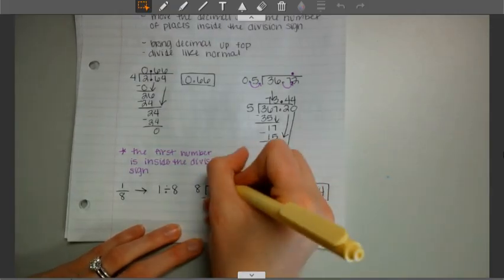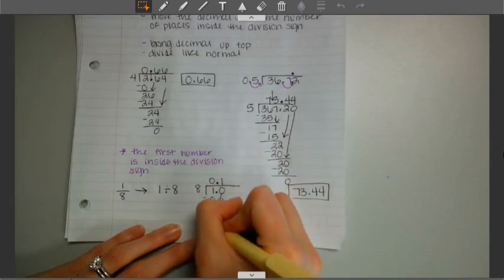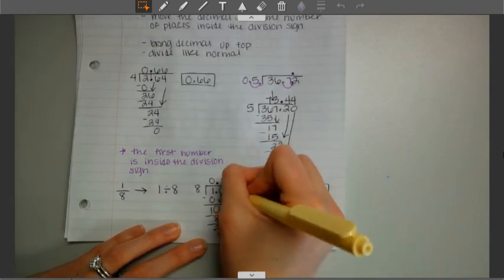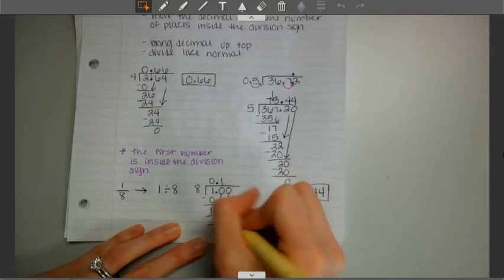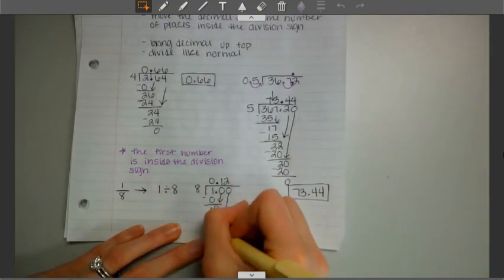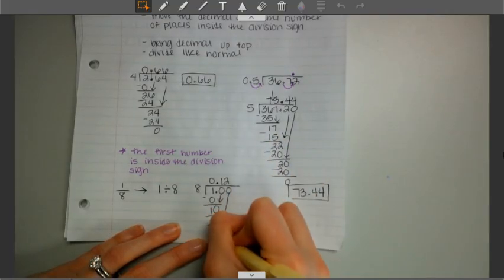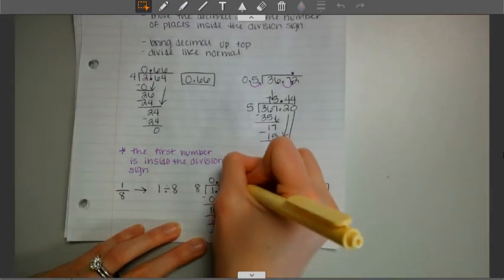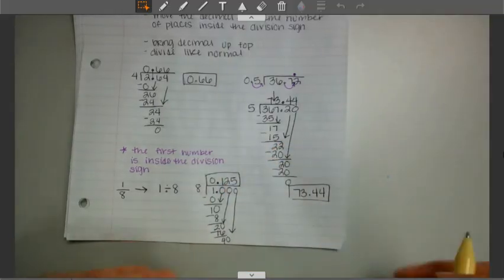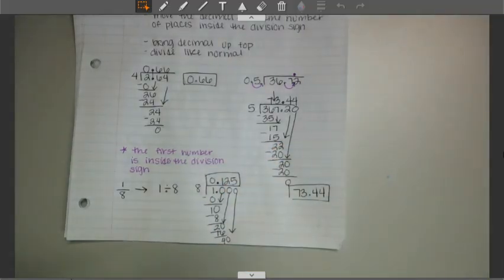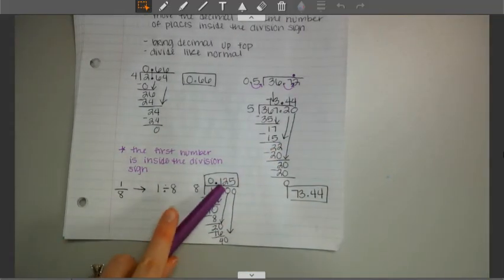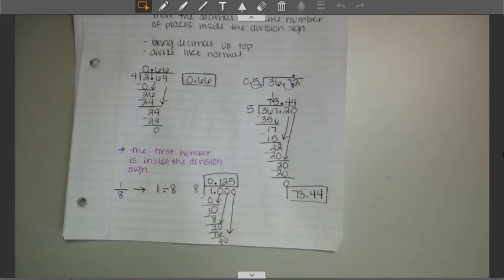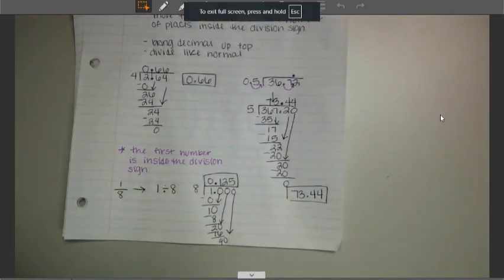8 goes into 10 one time. I get 8. Subtract, it's 2. Got to keep it going, so I'm going to add a 0, bring it down. 8 goes into 20 2 times. 2 times 8 is 16. Subtract, I get 4. Add a 0, bring it down, and 8 goes into 40 5 times. So 1/8 is 125 thousandths. It's always the first number goes inside the division symbol. All right, you can go ahead and finish up your notes.